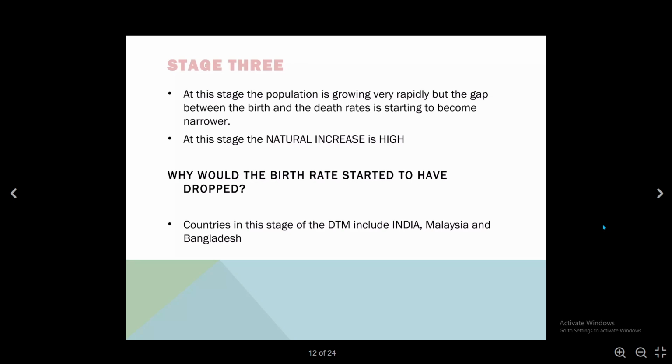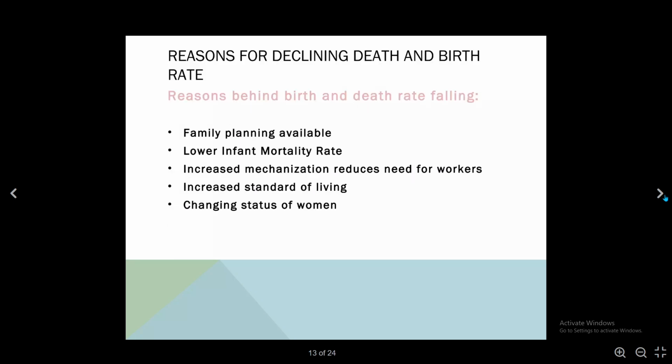The birth rates do start to drop though. It's just that they're not dropping at the same depth as their death rates. So the reasons for this are family planning becomes available, lower infant mortality rate, increased mechanization reduces the need for workers, and increased standard of living and the changing status of women.